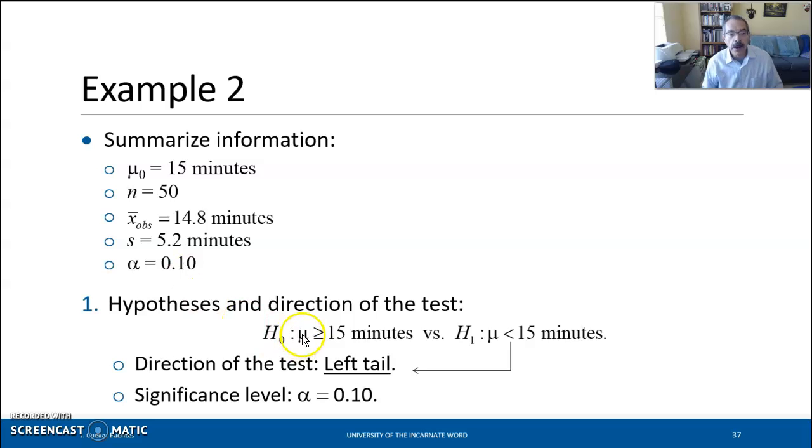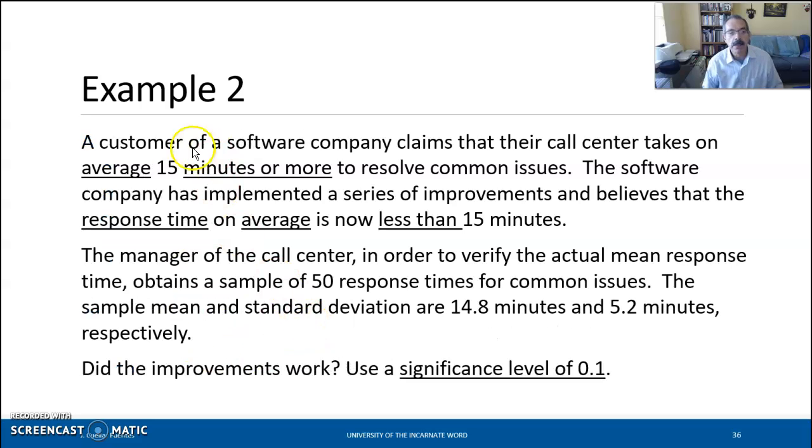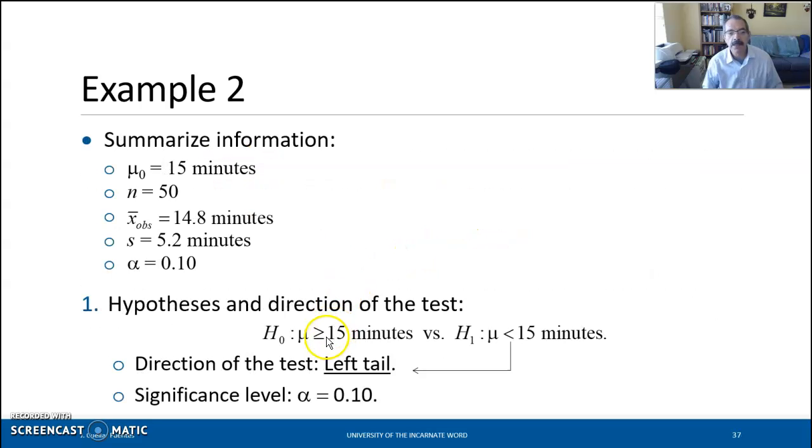All right, so now using the description of the null hypothesis and that of the alternative hypothesis, we can write that the null hypothesis is that the mean is 15 minutes or more, and the alternative hypothesis is that the mean is less than 15 minutes. Now, from the alternative hypothesis, you can see that this is a left tail test. We're looking for values of the mean less than 15 minutes, and the significance level is 0.1.